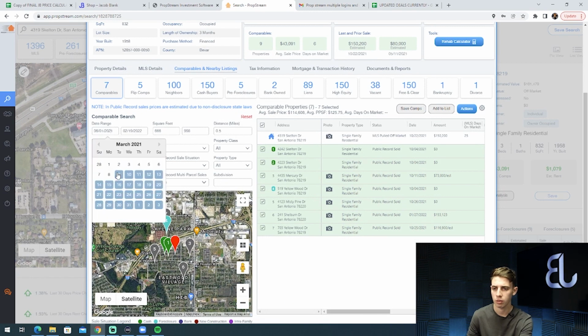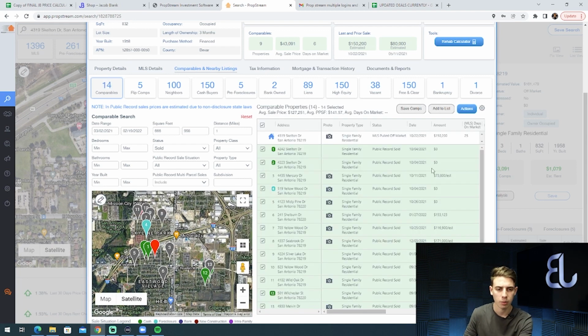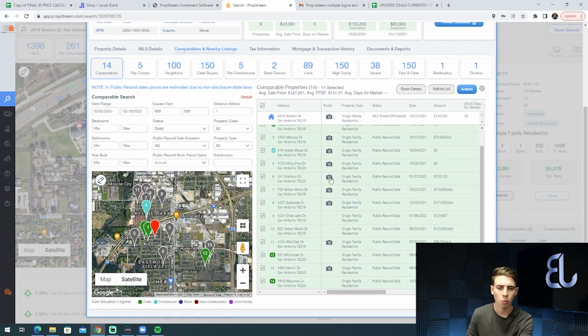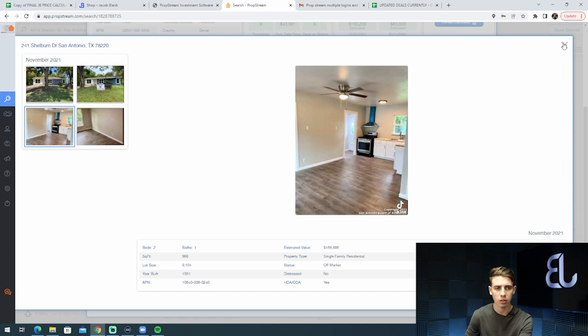Let me see if we can get some more comps. Let's go a mile, right? We're not getting that many comparables, so I think we need to go further. Here we go. Now we have a 153, we have a 171, a 124, and a 125. Let's check out the 153. Looks like they did a remodel. There's not that many pictures, but it does look remodeled.